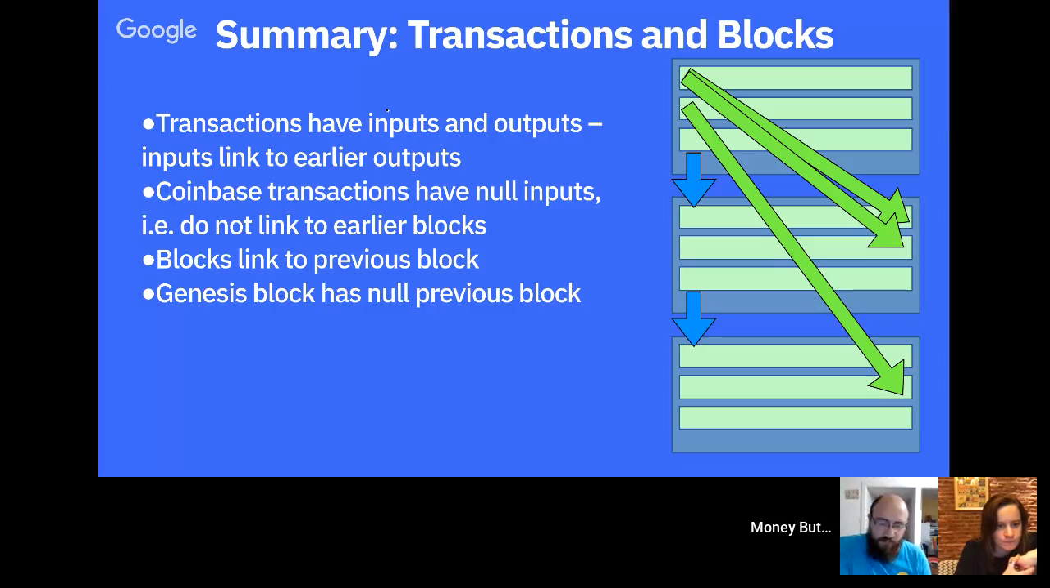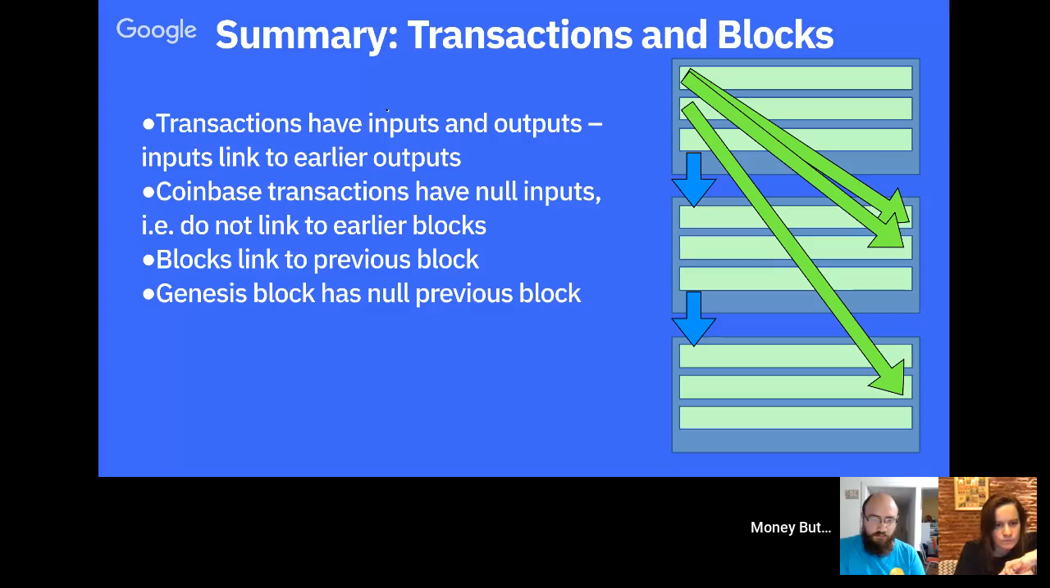So in summary, a block contains transactions. Transactions have inputs and outputs. The input of a transaction always links to an earlier output. Blocks, which contain transactions, also link to the earlier block. And so you can trace the blockchain all the way back to the Genesis block. That is the first block.